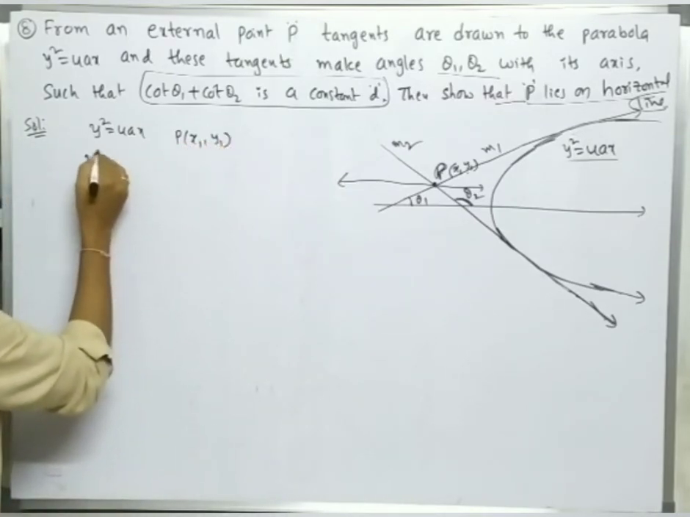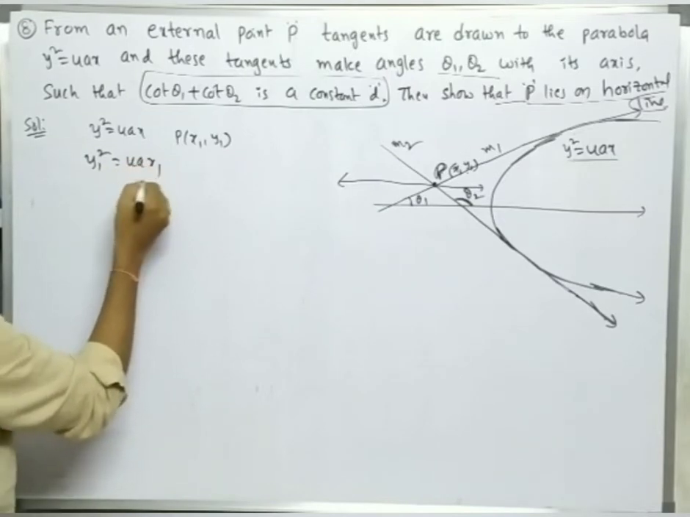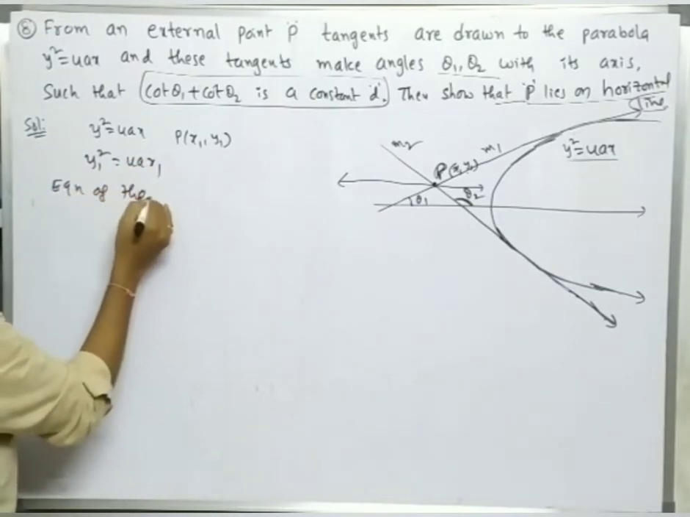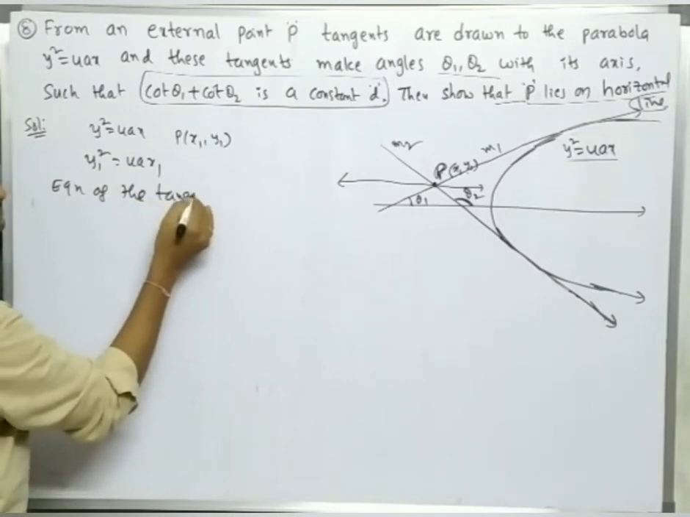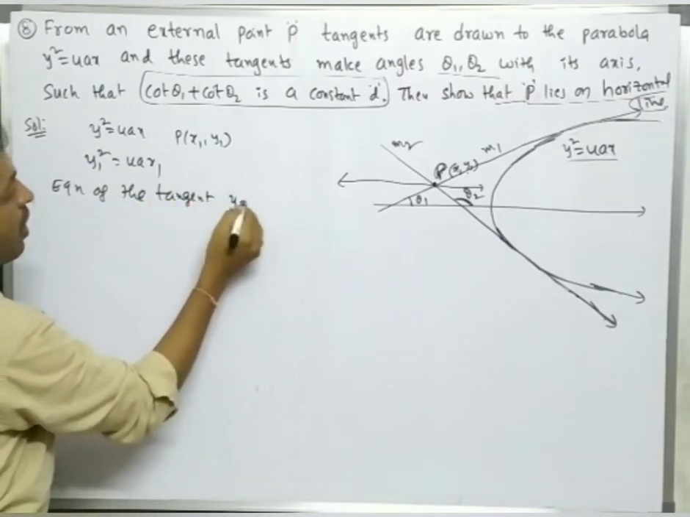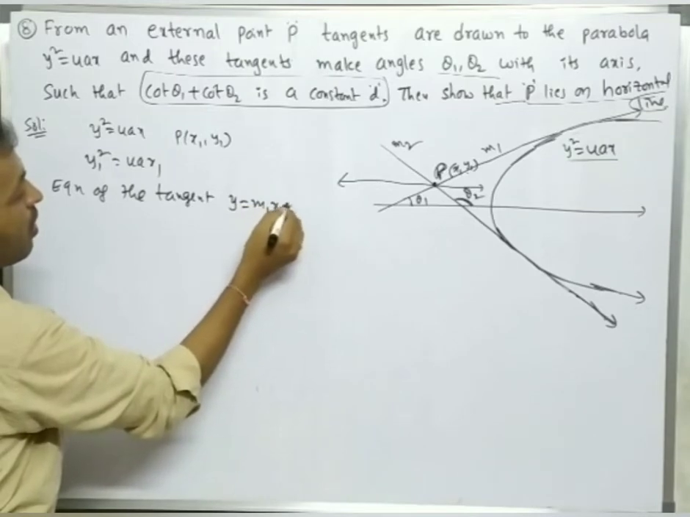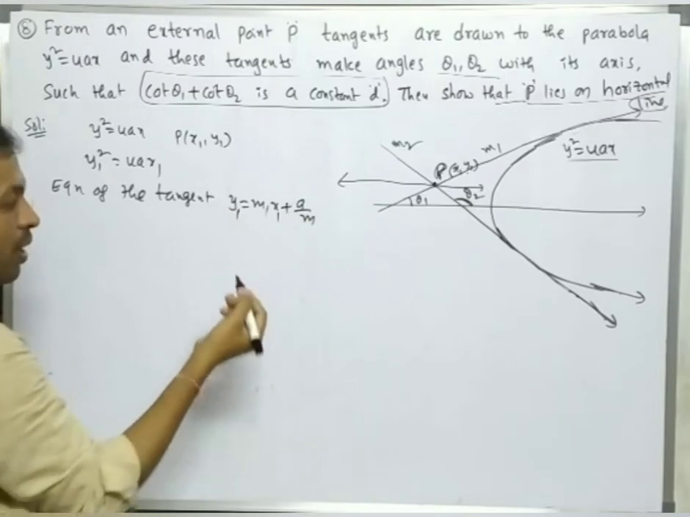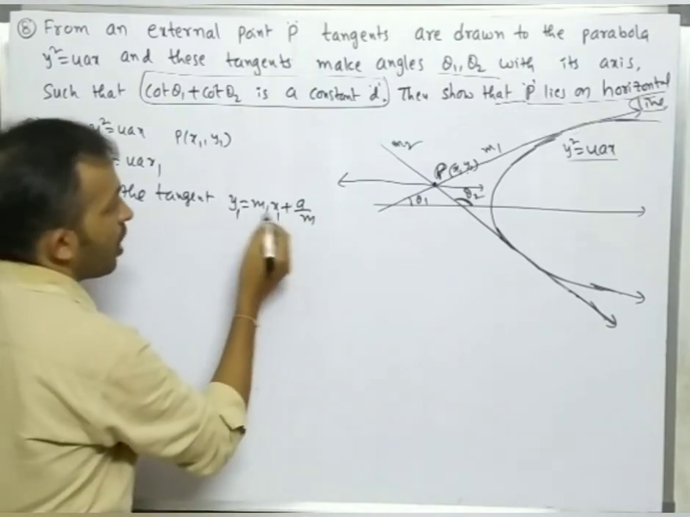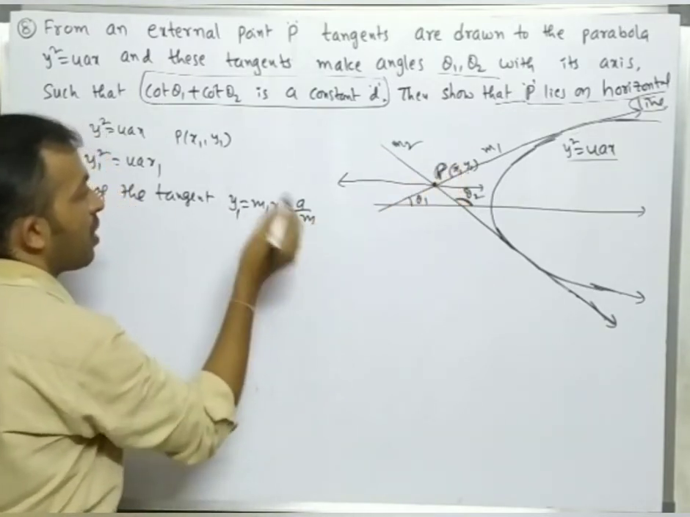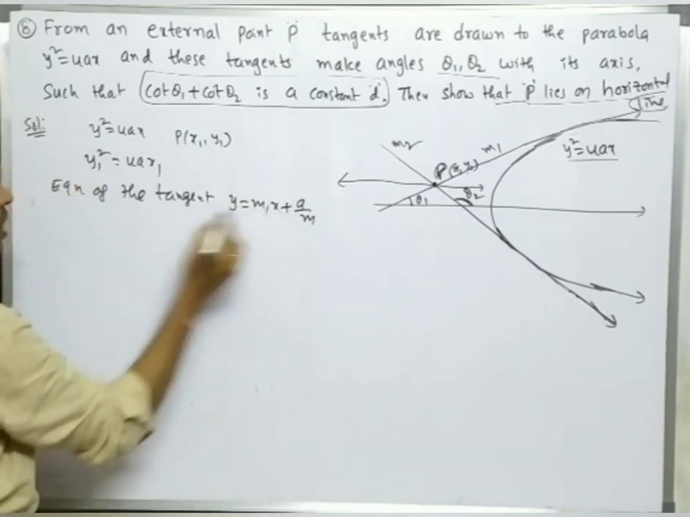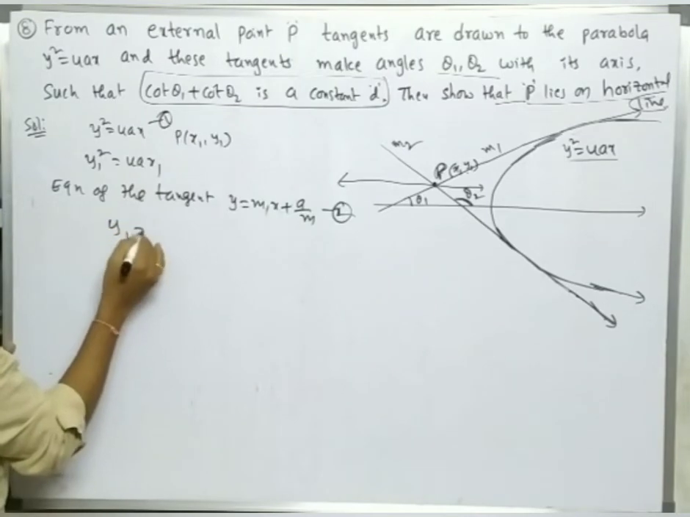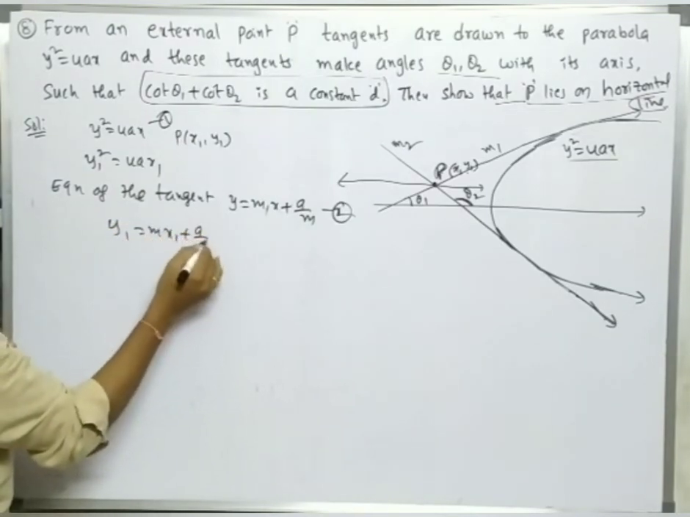So that means this satisfies y1 square is equal to 4ax1. So what is the equation of the tangent? Equation of the tangent in slope form: y is equal to mx plus a by m. So (x1, y1) lies on that line, which means substitute that point in equation 2. You will get y1 is equal to mx1 plus a by m.